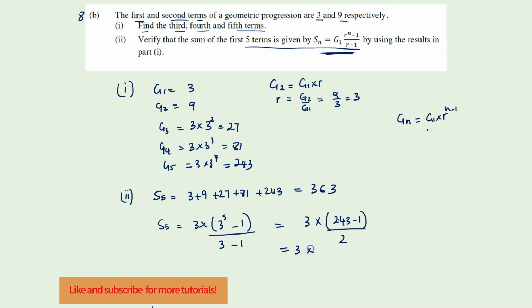Do this calculation, you will get 3 times 242 divided by 2, which is 121. And the answer to that is 363, which is the same as part i.